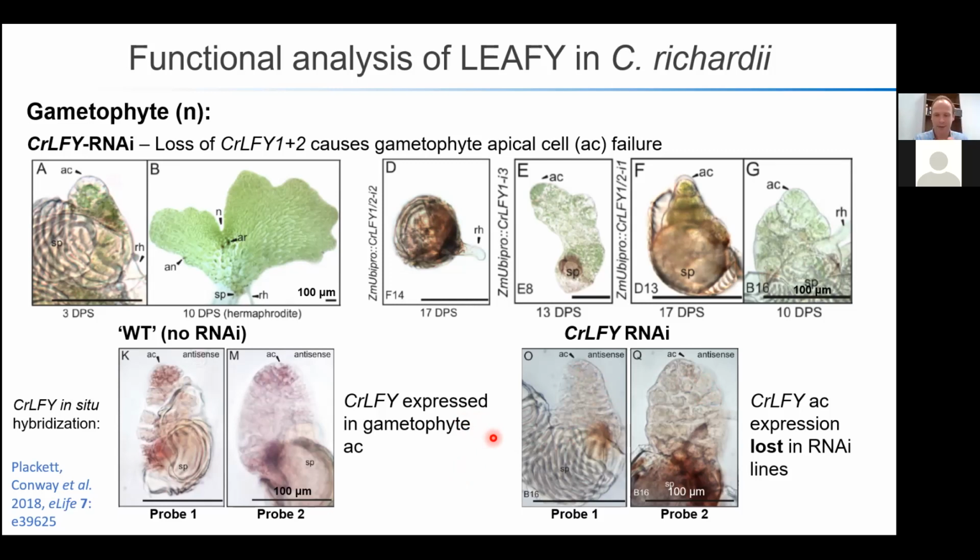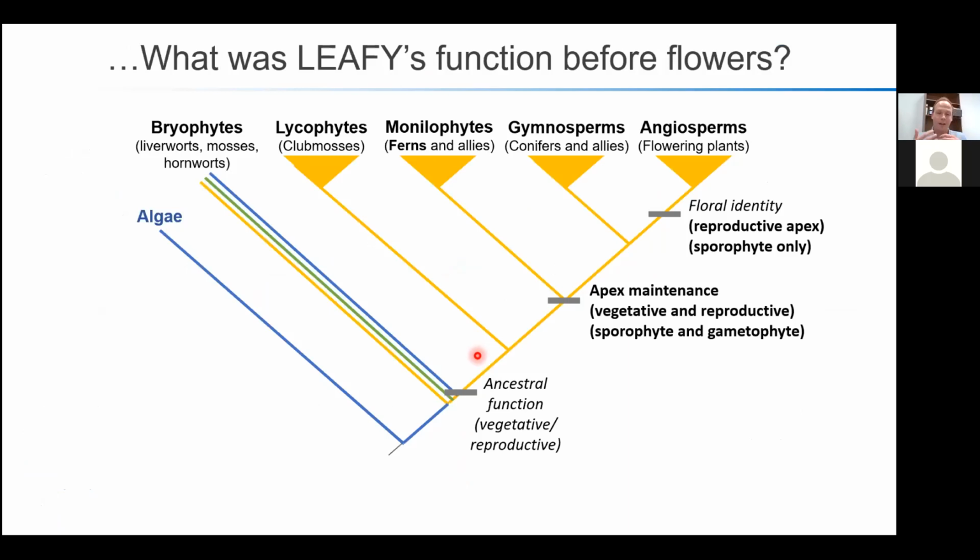And then that is lost in our RNAi lines, consistent with a shutdown of apical cell function that we see in terms of development. And that's really interesting because when we put this back into our evolutionary framework, what we find is that we can say, okay, in the common ancestor of ferns and what went on to be the seed plants, we think that LEAFY had a much more general role in apical maintenance. So both the vegetative and reproductive phase, and also both the sporophyte and gametophyte.